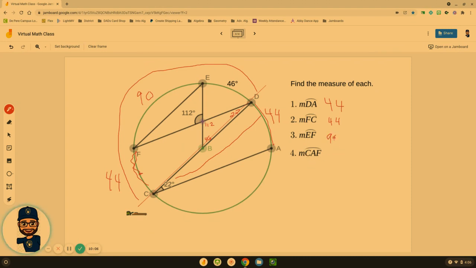And then last but not least, what is the measure from C to A to F? C to A all the way here to F, right? What's a whole circle? A whole circle is 360. And if a whole circle is 360, from C, the direction to A to F, the only piece that we're not using is this chunk CF. So I'm going to take away that 44 that we're not using to get an answer of 316.